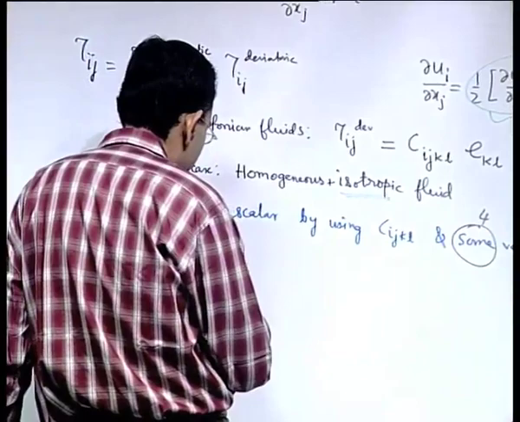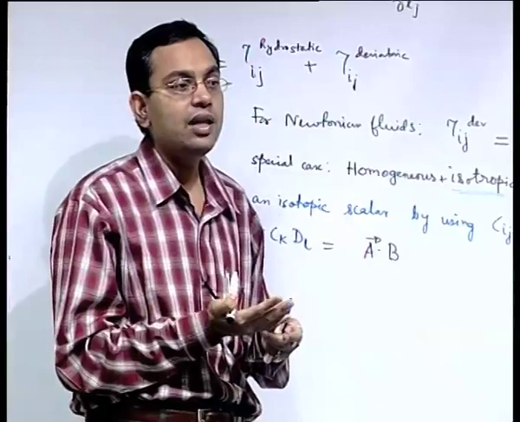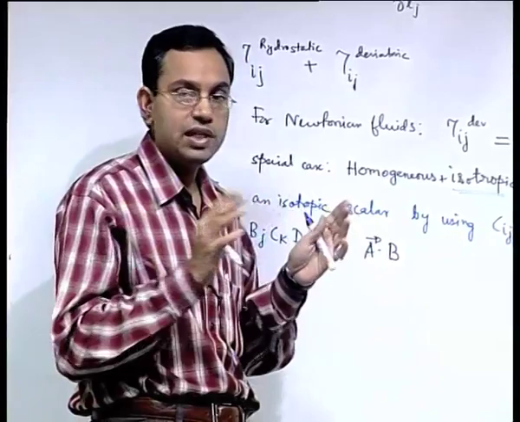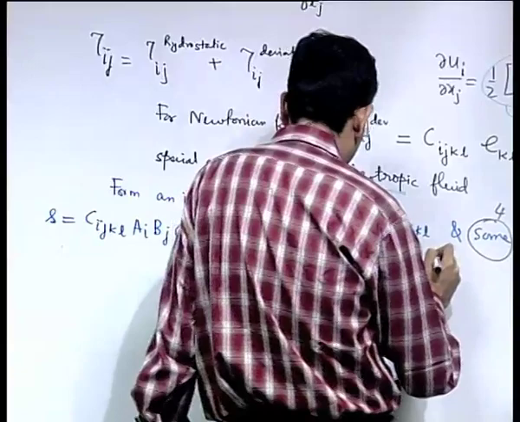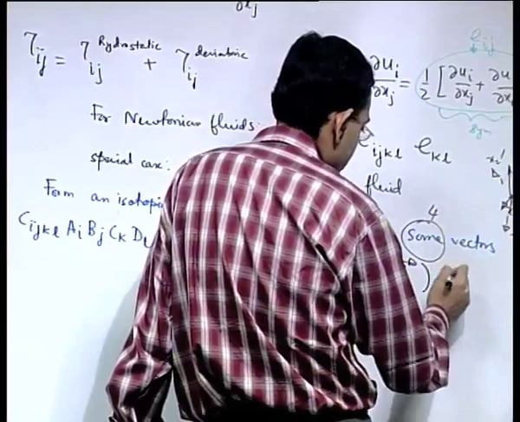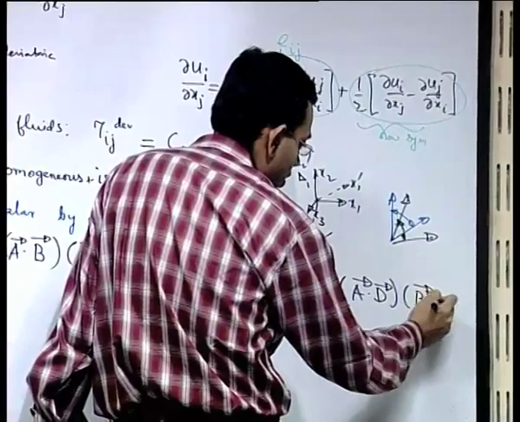So, keeping that in mind, you can write this as some combination of... how many such dot products are possible? You can take A with B, you can take A with C and you can take A with D, right? And A with B and B with A are the same, because A dot B and B dot A are the same. So, you can take A dot B, then automatically you have C coupled with D, then A dot C, B dot D and A dot D, B dot C. So it is a linear combination of these three.